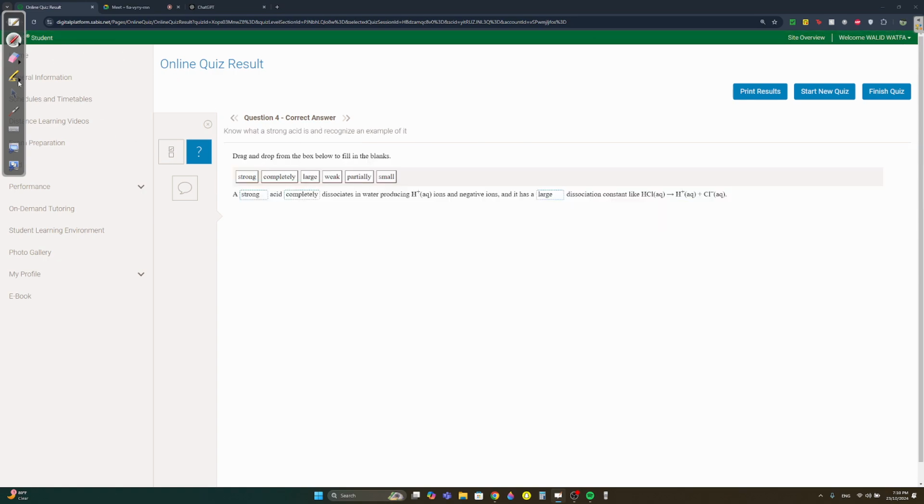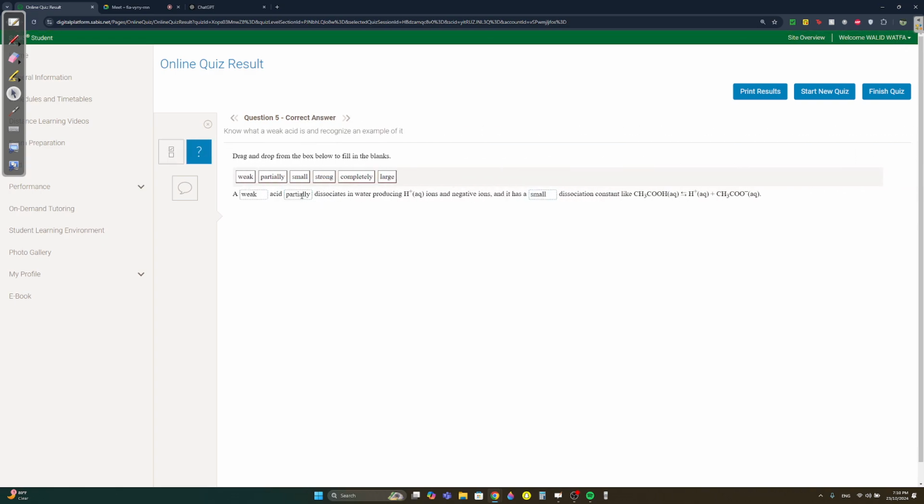Question 4. A strong acid completely dissociates, producing H plus and negative ions, and it has a large dissociation constant. It's the same question, but they word it differently and ask for a different blank. So a strong acid is one that completely dissociates, producing H plus ions and negative ions. Obviously, it has a large dissociation constant because it dissociates completely. When I say negative ions, for example HCl gives you H plus, and the negative ion in this case is Cl minus. The negative ion changes.